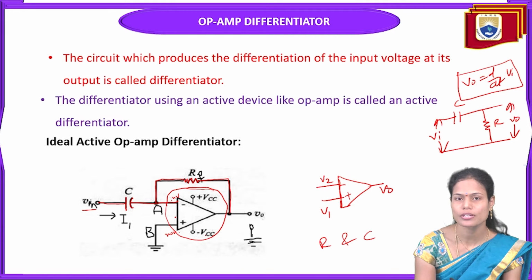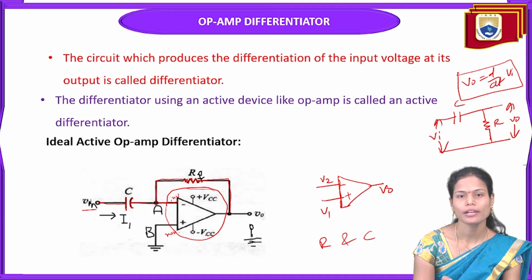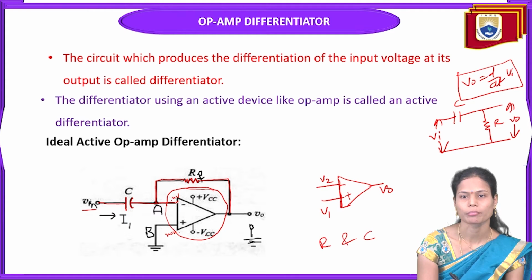In the previous session, we discussed what is the inverting operational amplifier and what is the non-inverting operational amplifier. In the case of the inverting operational amplifier, we provide the input to the inverting terminal and the non-inverting terminal should be grounded. And in the case of the non-inverting operational amplifier, we provide the input to the positive terminal and the inverting terminal should be grounded. So in this case, we are providing the input to the inverting terminal.